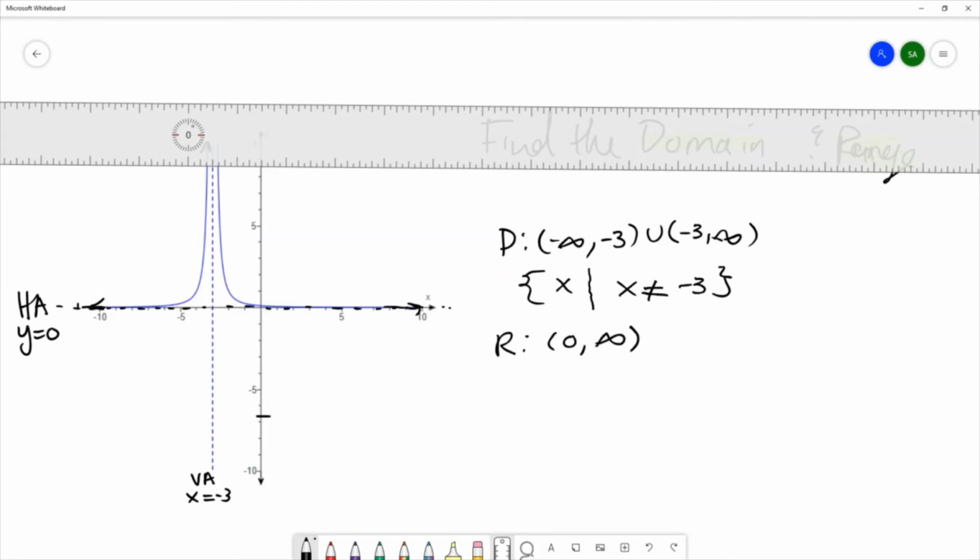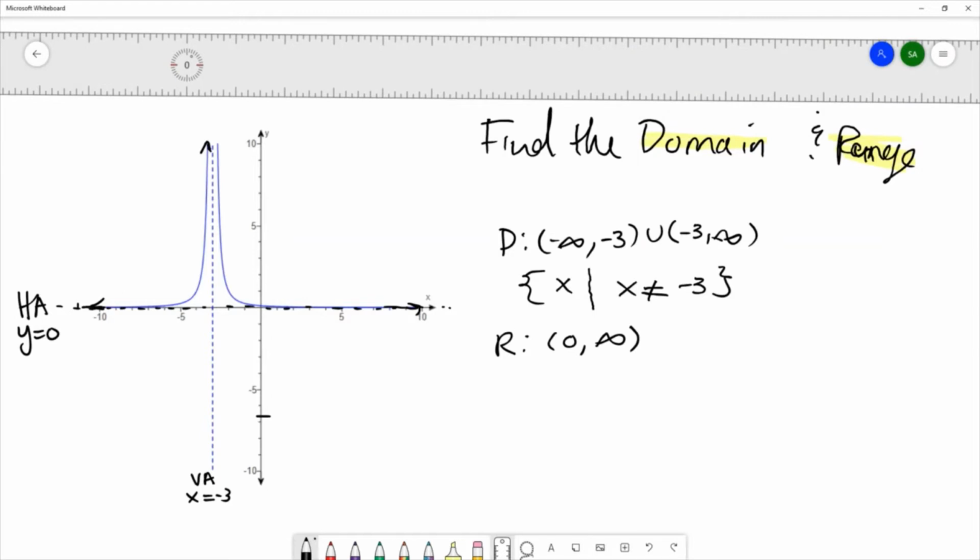So this would be my range in interval notation, but if I wanted to use that other notation, set builder notation, I would use curly braces. And since I'm talking about the range, that would be the y. Y would be my variable. And I want to write the conditions or the restrictions on y. And in this example, the conditions are that y needs to be greater than 0. And so that would be your range in set builder notation, your domain in set builder notation above.